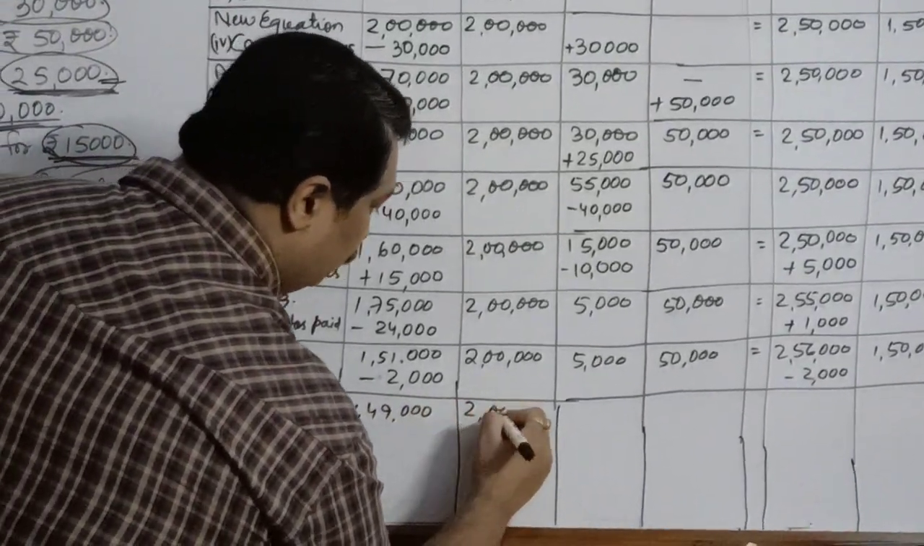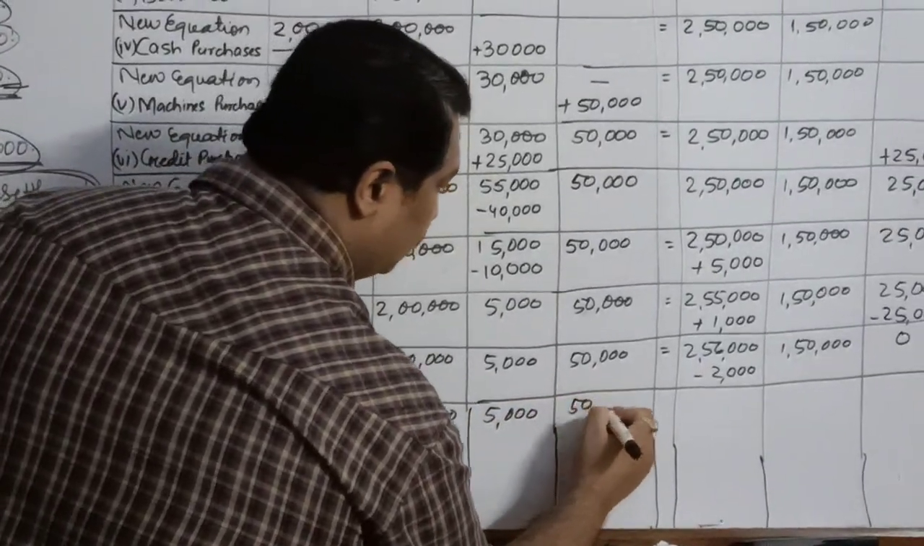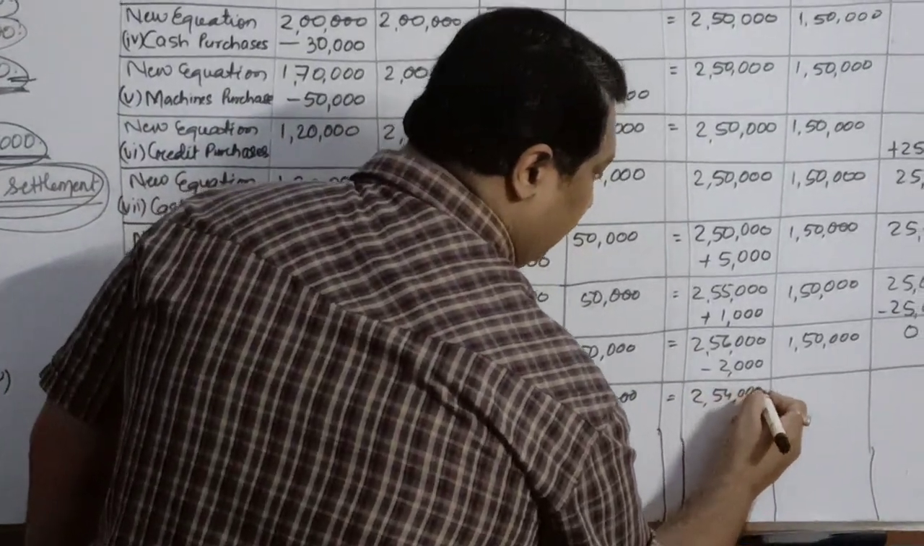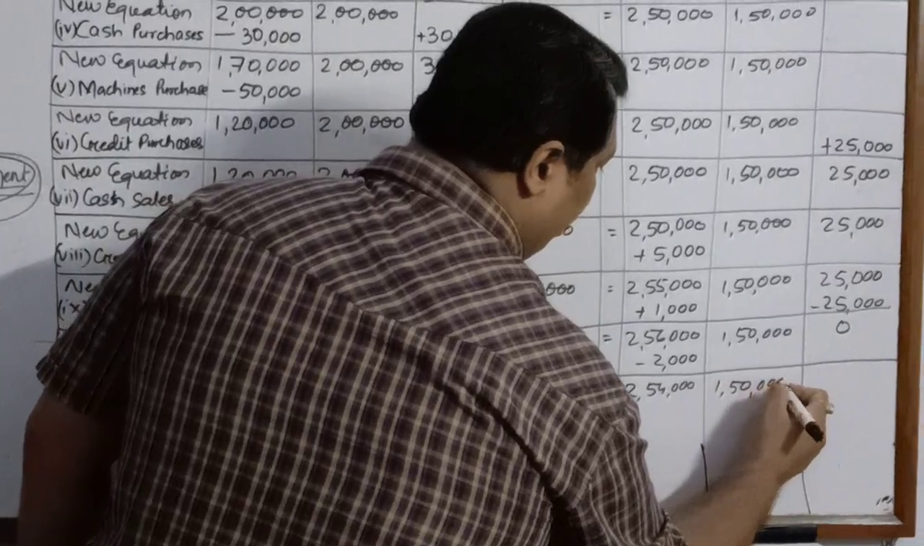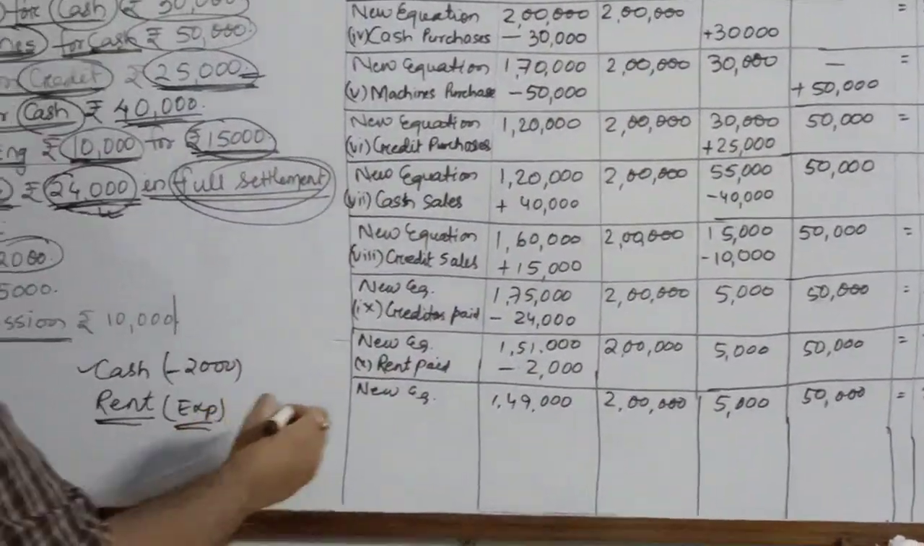1,49,000, 2 lakhs, 5,000, no change in all these. So we'll just copy them down. 2,54,000, 1,50,000, and this has become 0. Now what is the next equation?